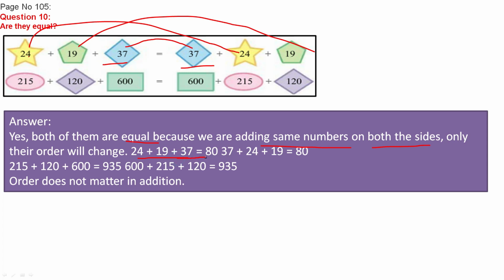Here that sum is 80. Then if you add these 3, you will get the sum 80. The same way in the second case also. Here also 117, 215. Here also 215. 120, this is also 120. 600, here also 600. Order is changing, but when the order is changing in addition, the answer will be the same. So order does not matter in addition.